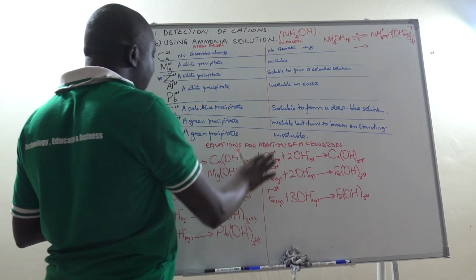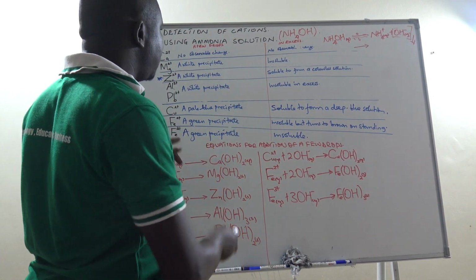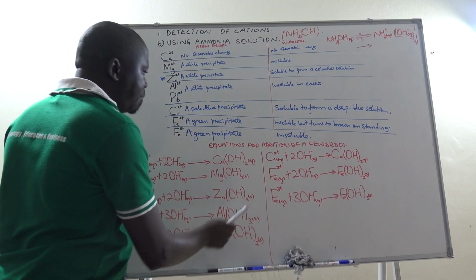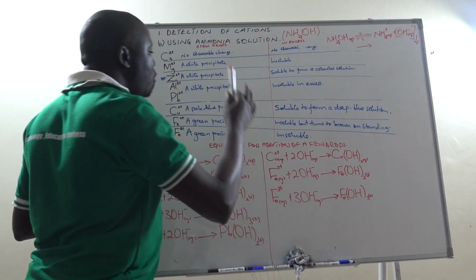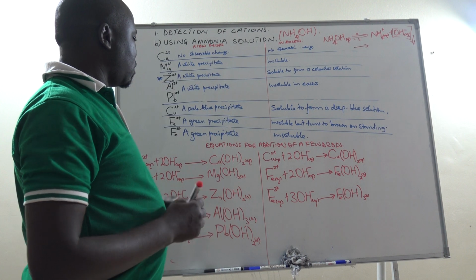So magnesium ion, zinc ion, aluminum ion, lead 2 ion, copper 2 ion, iron 2 ion, and iron 3 ion, all these cations here form precipitates of different colors, as we have already seen. White precipitate, a white precipitate, a white precipitate, a white precipitate, a pale blue precipitate, a green precipitate, a brown precipitate, when we have added just a few drops of the reagent ammonia solution.